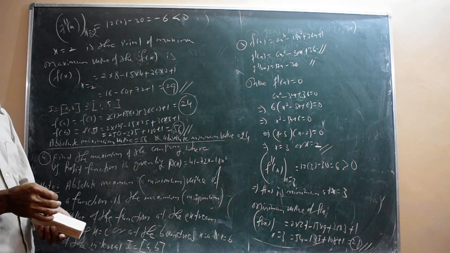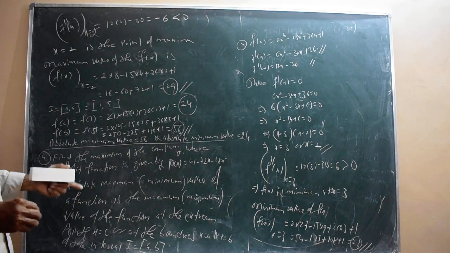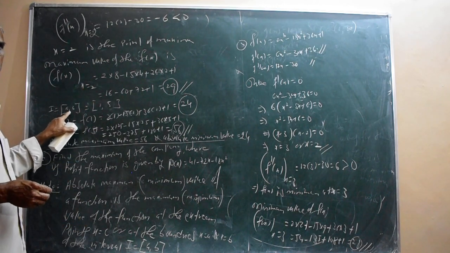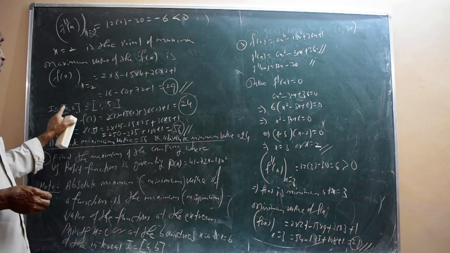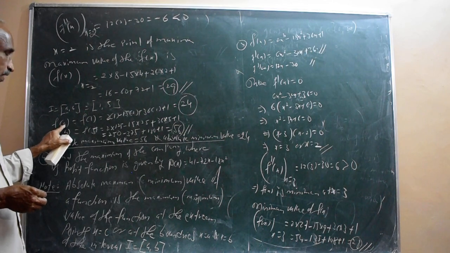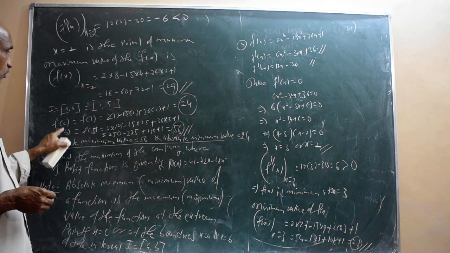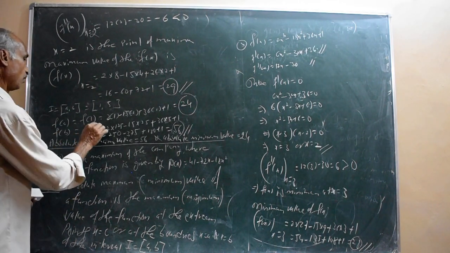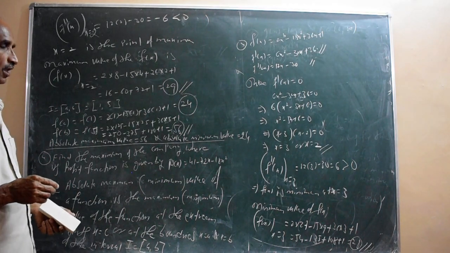To get the value of the function, you have to substitute x values in f of x only. Now, the given interval for x is a to b, which is 1 to 5. Boundary values are a and b. The f of a is f of 1, and you get 24. F of b, the other boundary value, the upper limit of the closed interval, f of 5, I got it as 56.